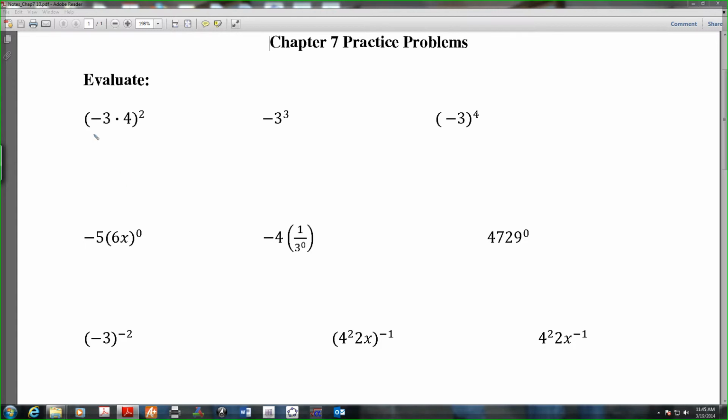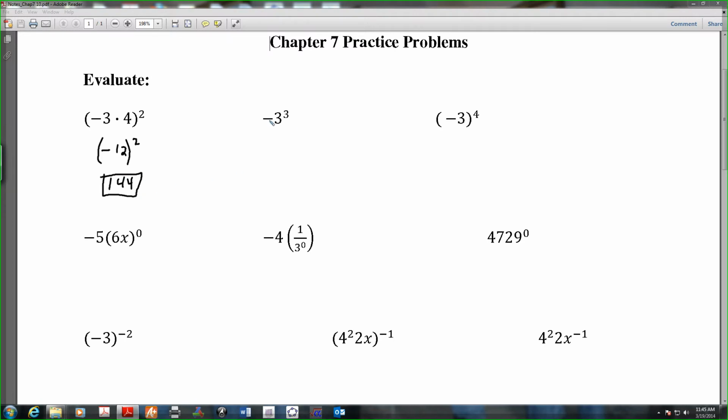Now, if we notice over here, what do we see? We see that 3 times 4, so I can actually do this multiplication first. It gives us what? Negative 12 to the power of 2. And I know that any negative number to an even power is going to be positive. So I know that this is negative 12 times negative 12, which is 144. That is the first answer.